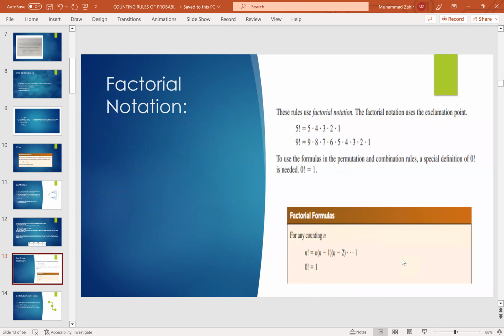Factorial notation. These rules use factorial notation. The factorial notation uses the exclamation point. 5 exclamation point means 5 multiplied by 4 multiplied by 3, 2, and 1. And 9 exclamation point means we count 9, 8, 7, 6, 5, 4, 3, 2, 1. When this exclamation point is there, we multiply all these digits. To use the formulas in permutation and combination, a special definition of 0 factorial is needed, where 0 exclamation is equal to 1. So for any n, n factorial is n times n minus 1, n minus 2, and so on, and 0 factorial is equal to 1.